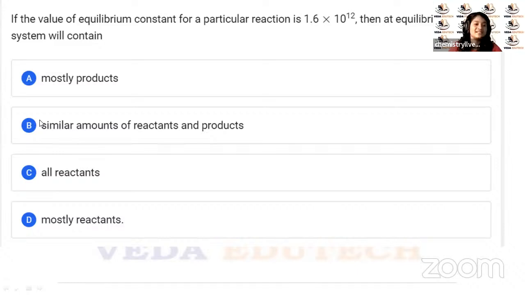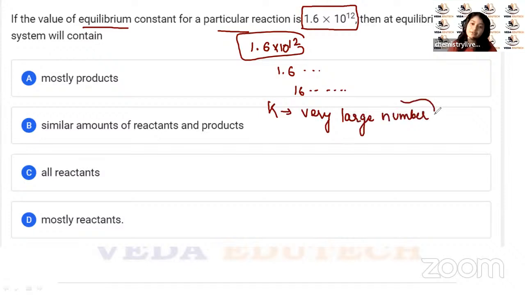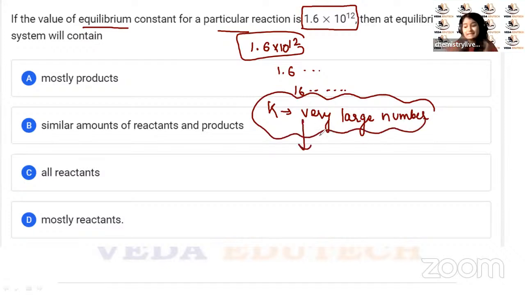Now, children, what is given here? It is given that the value of the equilibrium constant for a particular reaction is 1.6 into 10 to the power 12. After 1.6 you are going to have 16 and 11 zeros, means it's a very huge number, right? Equilibrium constant is having a very large number. So when your equilibrium constant has a very large number, that means your reaction has proceeded to give you products.